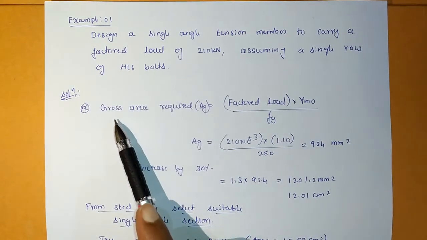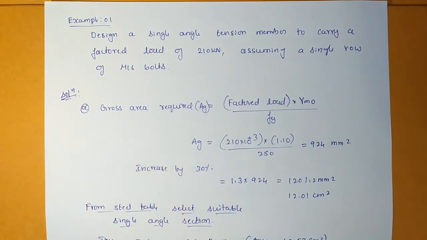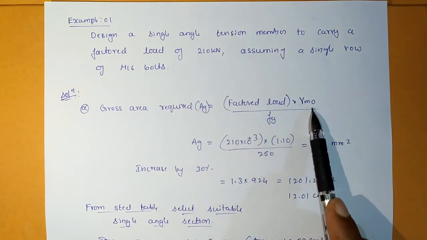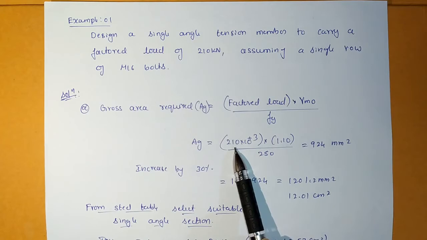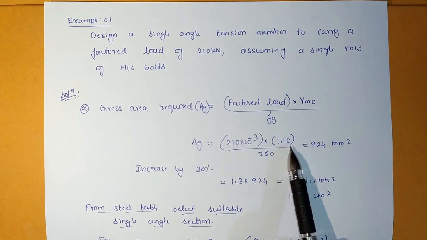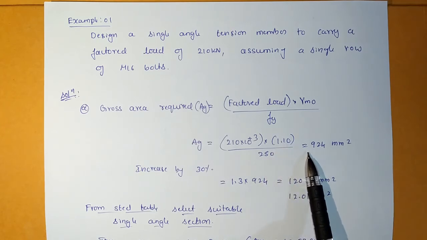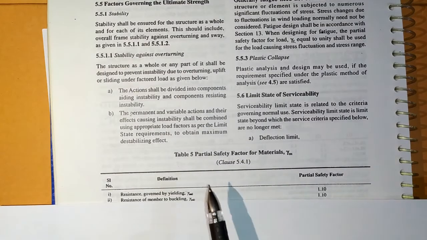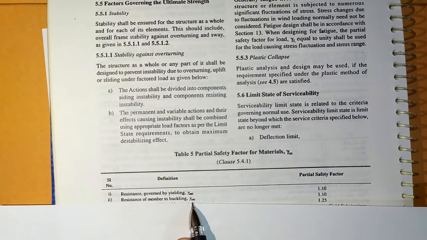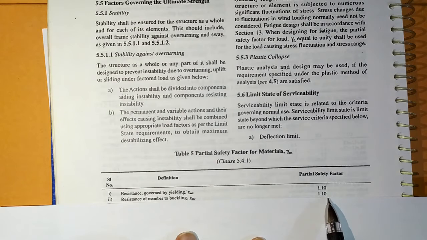In the first step, we are going to calculate the gross area of the given member. This is the formula we are using. Second formula: factored load into gamma MO by Fy. Factored load is given, 210 kN, into gamma MO, that is given in IS 800 code book, 1.10, divided by 250. If we calculate, we will get 924 millimeter square. Gamma MO, the partial safety factor for material, is given in page number 30, table number 5. We have to take 1.10.